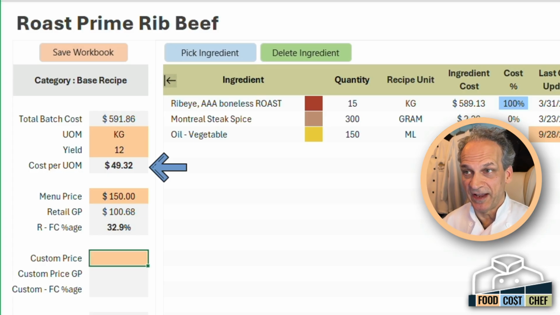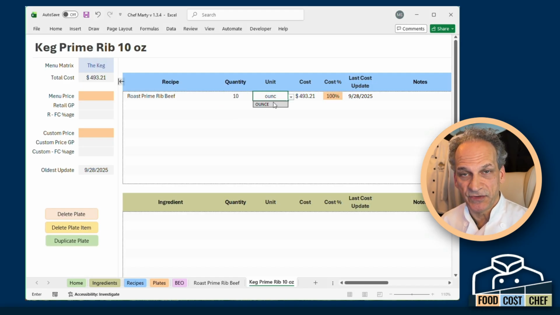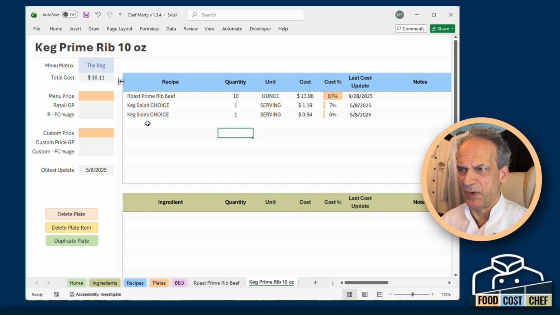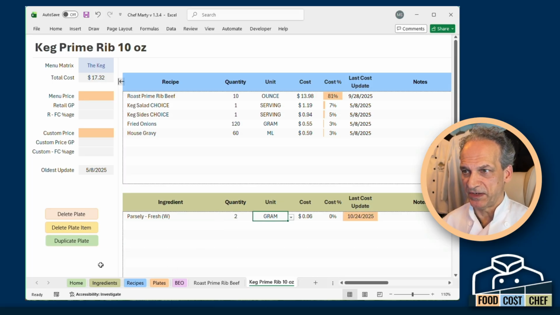Now, let's put this all together on a plate to represent the exact menu item. New plate, keg, 10-ounce prime rib. Add 10 ounces of roast prime rib, choice of salad, choice of side. This one gets some onions too, and some jus, except that I don't have a jus costed out, so I'll just put gravy in there temporarily and a little parsley garnish, and now we have our cost.